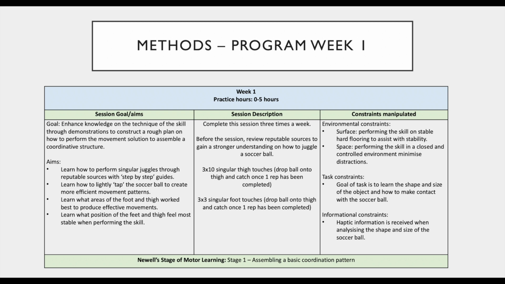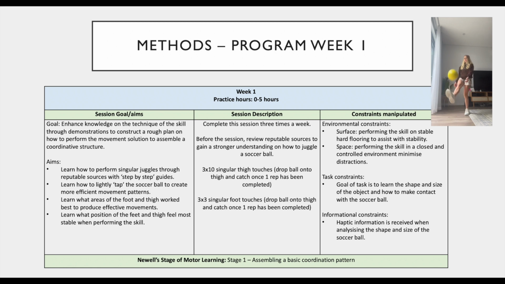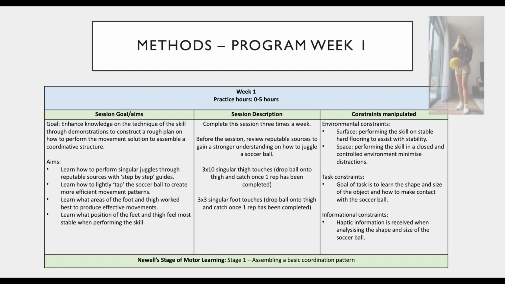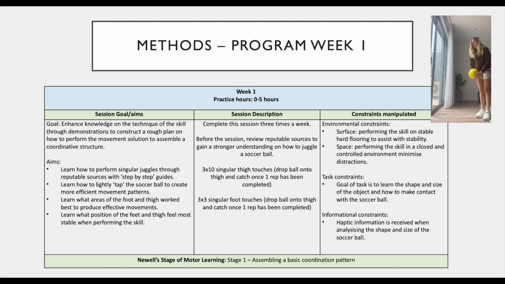The learner was able to enhance their understanding of the skill by gaining information regarding the most effective areas to contact the ball using both their feet and their thigh, as well as the best posture and positions when performing the skill. After this, the learner analyzed the soccer ball, leading to haptic information regarding the weight and size of the ball. This allowed the learner to begin to self-organize into the correct positions to ensure the correct technique of juggling could be executed. The environmental constraints were manipulated to allow for a stable surface in a closed and controlled environment to limit any distractions for the learner. This allowed the performer to focus on the task at hand and to ensure the correct information was perceived.